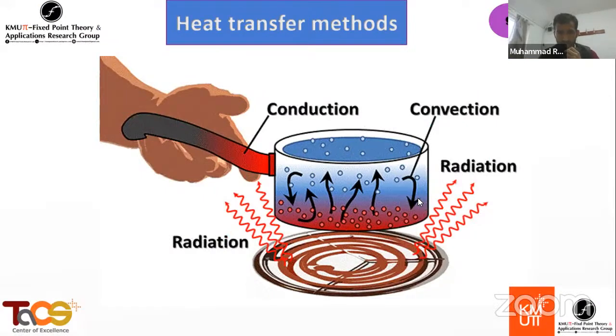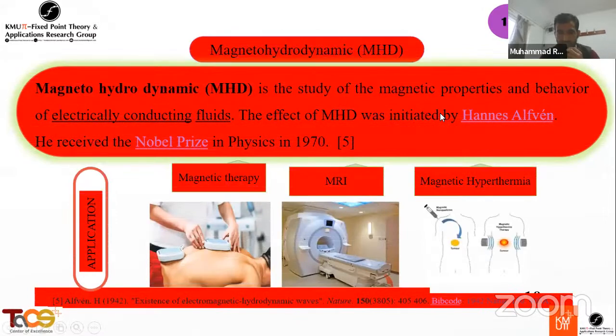From this figure, the methods of heat transfer can be explained more clearly. This is conduction here: by the contact of bodies, the heat can be transferred, which is known as conduction. But in radiation, the heat can be transferred through electromagnetic waves. And this process is known as convection.